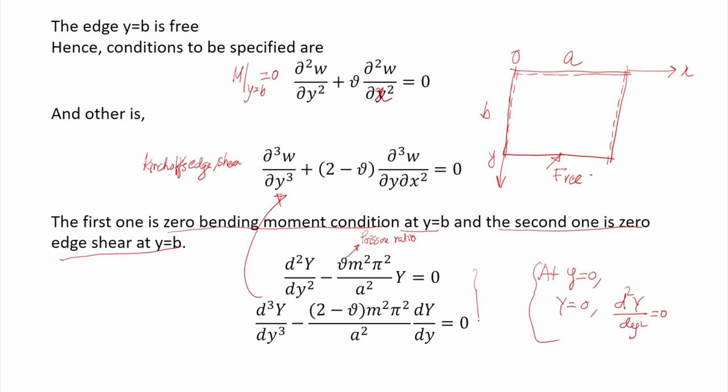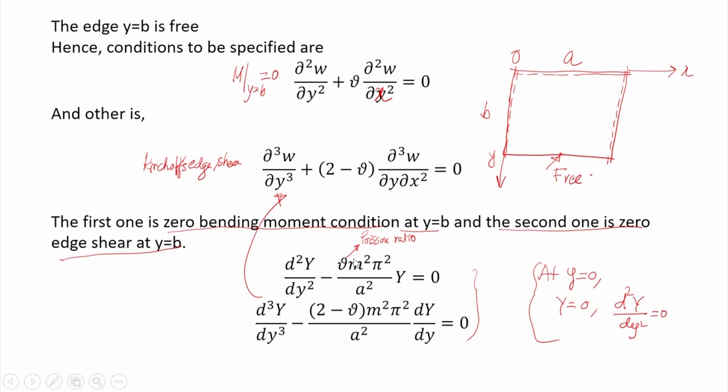So these are the two conditions obtained at the free edge, that is y equal to b. What are the conditions at the free edge? The bending moment is 0, for which you have to combine the curvature in both directions and equate to 0, and also the edge shear is 0. The edge shear is found after combining the twisting moment and the shear force, that is Mxy and Qy. When you combine them, taking Mxy as an equivalent shear, we can find the edge shear force.